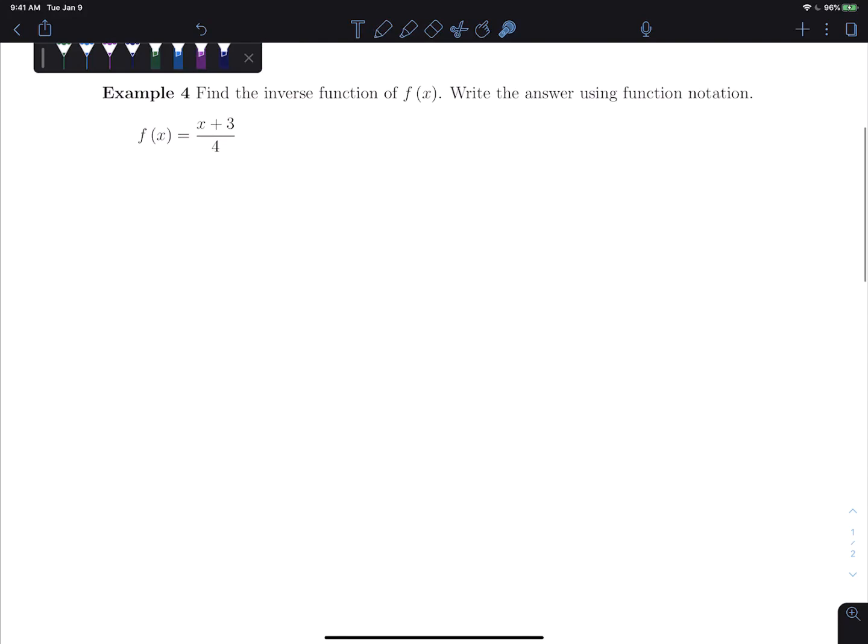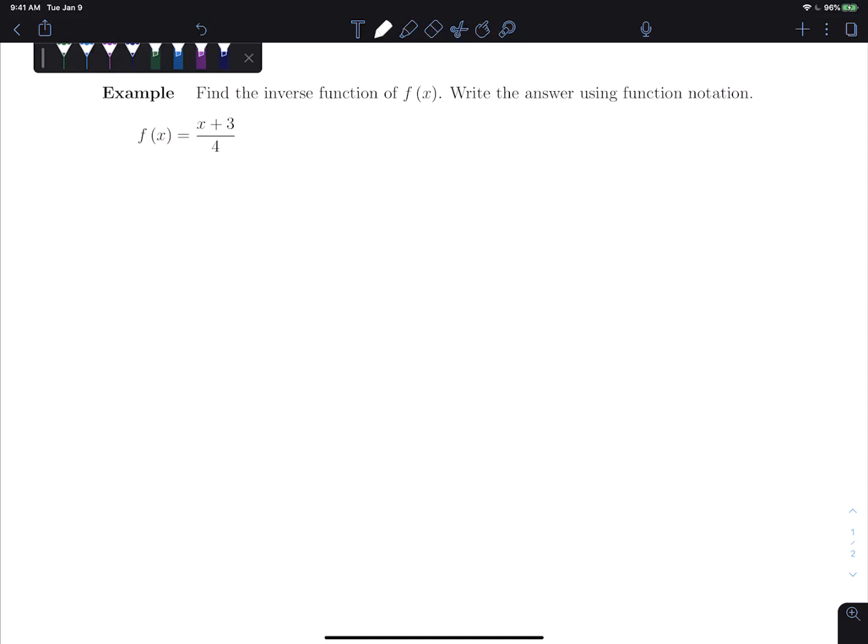Example 4. I don't know why I said 4, but, well, I know why I said 4, in case I use this in future years. Anyway, find the inverse function of f of x and write the answer using function notation.